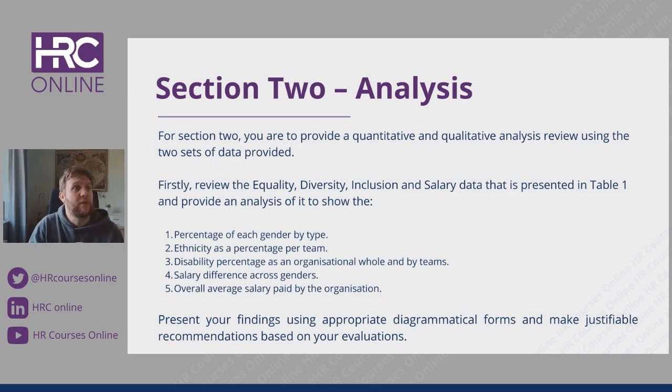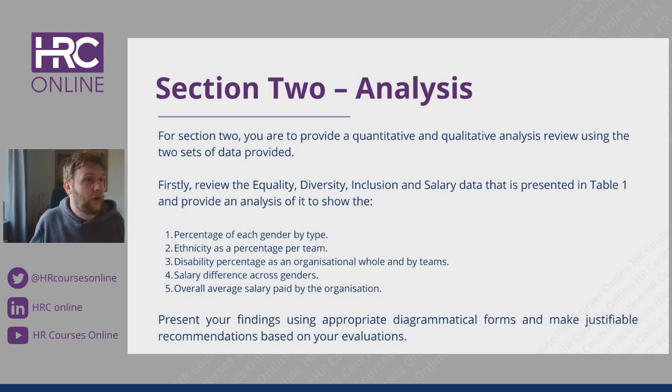questions. So firstly, review the equality, diversity and inclusion salary data presented in table 1 and provide analysis of it. Show here the percentage of each gender by type, ethnicity by percentage by team, disability percentage in the organization as a whole and by team, salary difference across genders, etc. Present your findings using appropriate diagrammatical forms that make justifiable recommendations based on your evaluations. I think they might have been playing a game of Scrabble with this, just trying to get as long words in as possible, but basically just find a way to summarize your findings in the most appropriate way you possibly can.